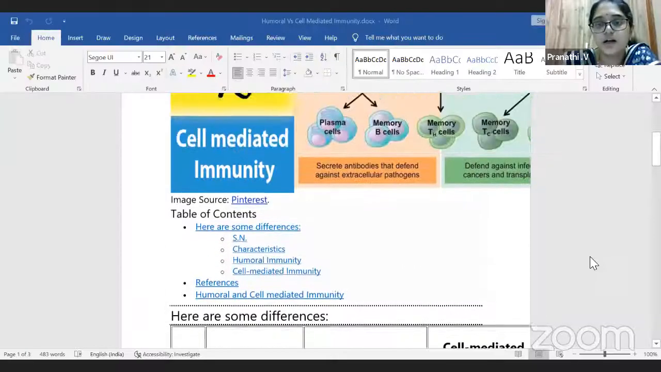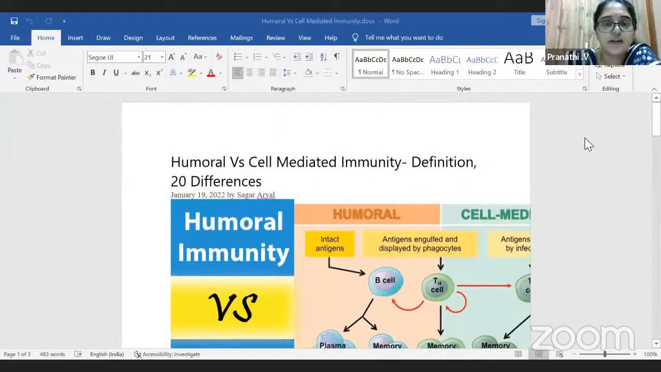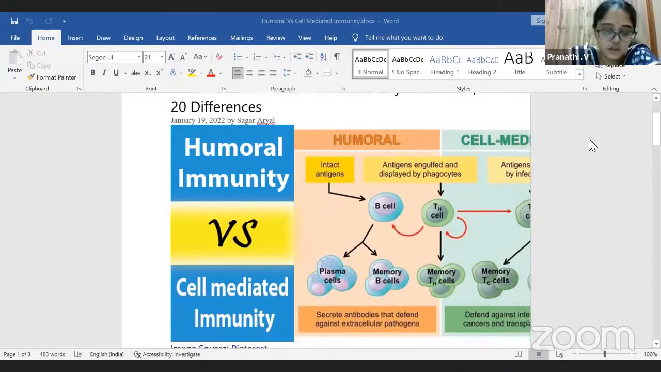Now, I will start with humoral and cell-mediated immunity. Let us just see it as a kind of differences, so you will be able to know. Adaptive immunity consists of two types, that is humoral and cell-mediated, and it generates different kinds of specific antigen responses or immune responses. And T cells and B cells perform the cell-mediated and the humoral immunity respectively.